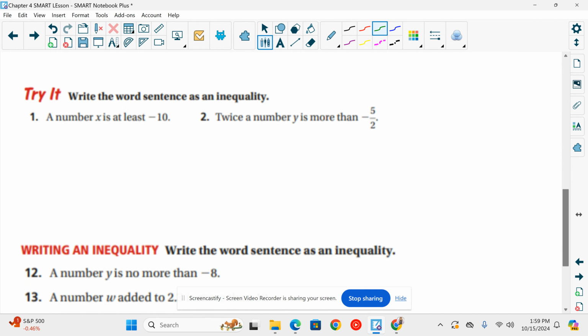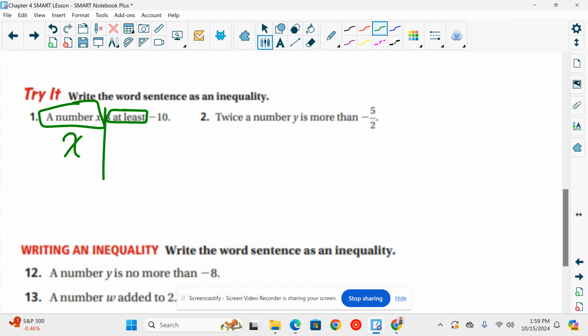So looking at try it number 1. It says a number is at least -10. If I come to that is and chop it, I have a number x. Well, what does a number x represent? Just x. At least is what symbol? The less than or equal to. I would look at my chart before I just start saying things. What is it, Lily? Greater than or equal to.